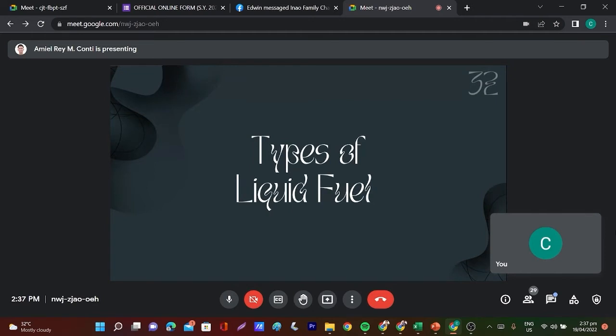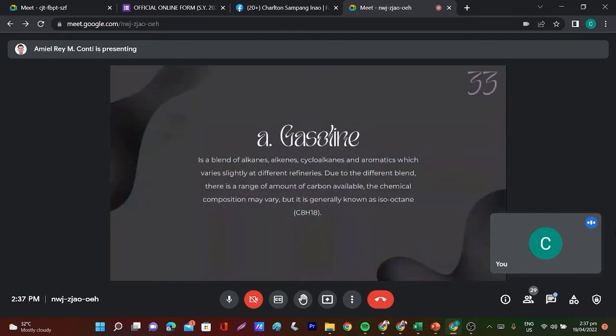Types of liquid fuels. Gasoline is a blend of alkanes, cycloalkenes, and aromatics which varies slightly at different refineries. Due to different blend, there is range of amount of carbon available. The chemical composition may vary, but it is generally known as isooctane or C8H18.